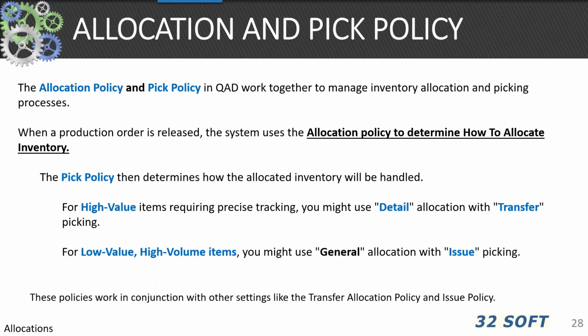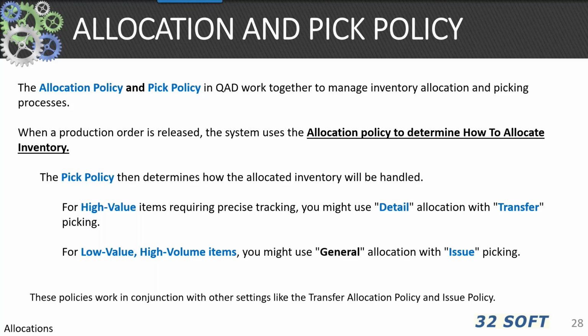The allocation policy and pick policy work together to manage inventory allocations and picking process. When a production order is released, the system uses the allocation policy to determine how the inventory is going to be allocated. The pick policy then determines how that allocated inventory will be handled.